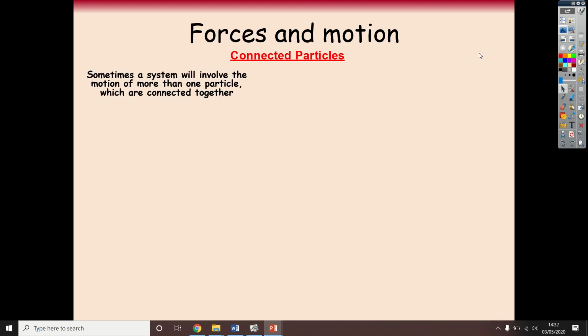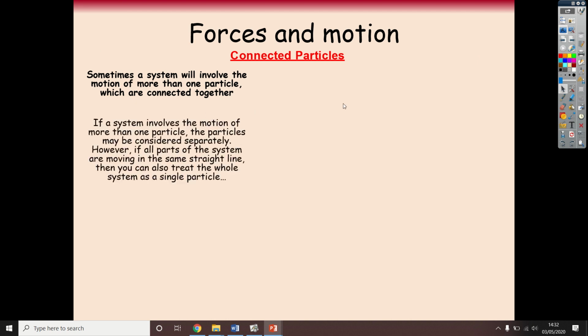This is very similar to the Dr. Frost PowerPoint if you want to use that as well. It might have some extra details in it that might make it a bit easier to understand. But yes, as I've said, we're going to have a system that's more than one particle connected together. And you've normally got two choices when you've got a question like this.